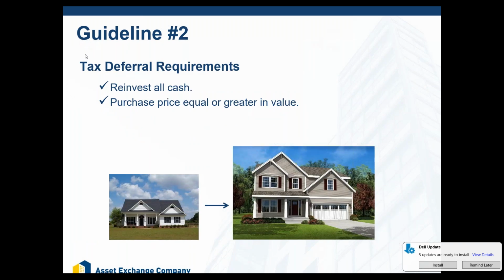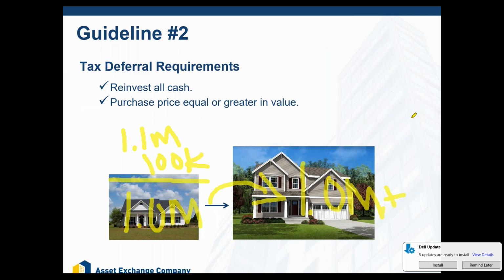Rule number 2. When you do a 1031 exchange, if you do not want to pay taxes, I need you to do 2 things. Number 1, reinvest all of your sale proceeds. And number 2, make sure that you purchase property equal or greater in value. And again, whenever I talk about value for 1031 exchange purposes, I'm talking about your net sale price, okay? So we're going to sell a property for $1.1 million. We're going to pay $100,000 in commissions and closing costs. Our net sales price is $1 million. If I don't want to pay taxes, how much real estate do I need to buy in my 1031 exchange? That's right, $1 million or more worth of real estate.